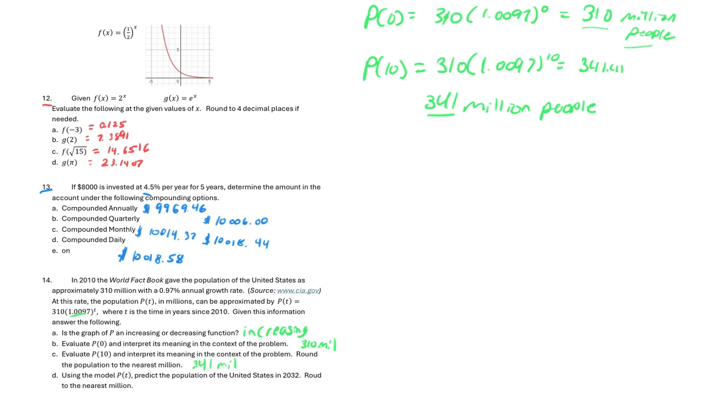Use the model P of t to predict the population of the United States in 2032. Round to the nearest million. So again, we start off at 2010, so 2032 is 22 years after. So in function notation that'd be P of 22. Raise that to the 22nd. And again, if we put that in the calculator, it should give us 383.3, and then we're to round to the nearest million. So 383 million people.